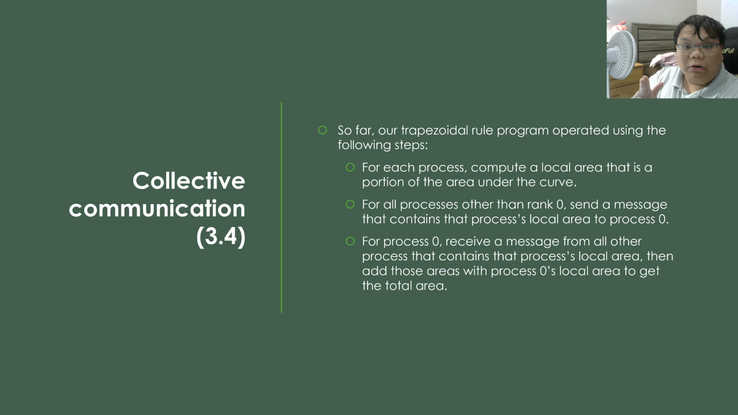So our trapezoidal rule program operated using the following steps. For each process, compute a local area that is a portion of the area under the curve. For all processes other than rank 0, send a message that contains that process's local area to process 0. For process 0, receive a message from all other processes that contain the process's local area, then add those areas with process 0's local area to get the total area.